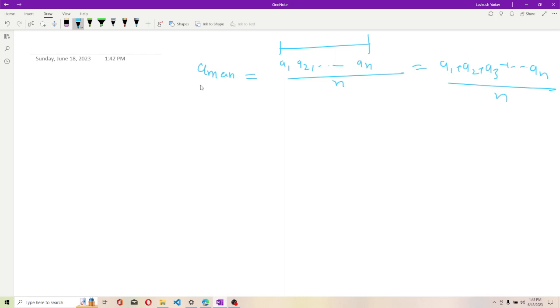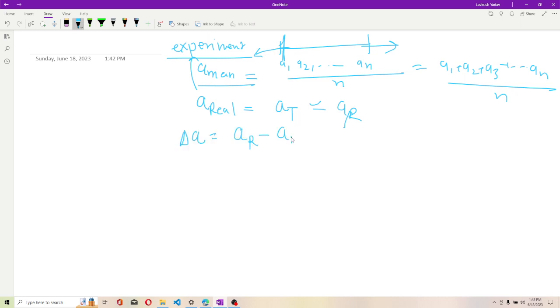Now this is our experimental value. Why? Because we have measured it while doing the experiment. It is not the theoretical value. Now, suppose someone says that we have the theoretical value, or the real value, which we can call A real. So there might be differences, and that difference is called delta A, A real minus A measured. That is called the error.